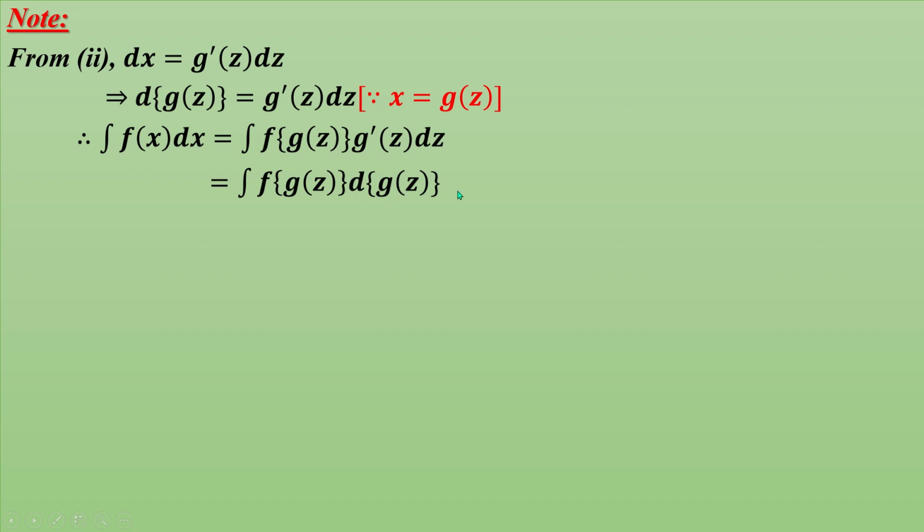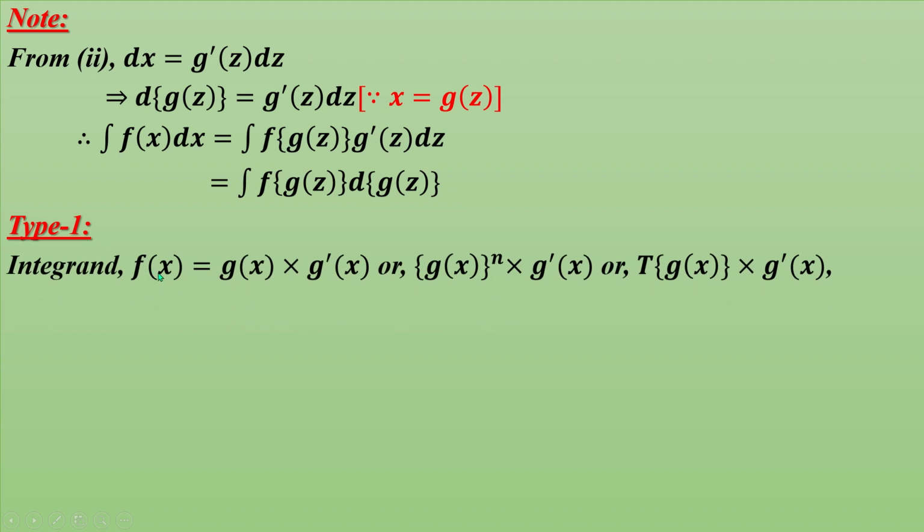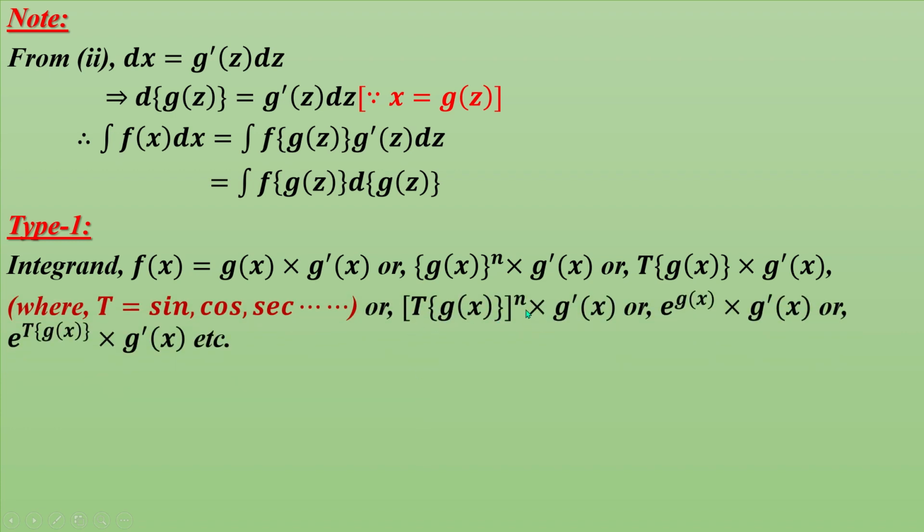You have to remember. Type 1: if the given problem is of the form, that means f of x is equal to g x g prime x, or g x to the power n g prime x, or t g x into g prime x. Here t is a trigonometric ratio, that means sine, cos, tan, cot, etc. And more forms: t of g of x to the power n into g prime x, e to the power g x into g prime x, or e to the power t g x into g prime x, etc.